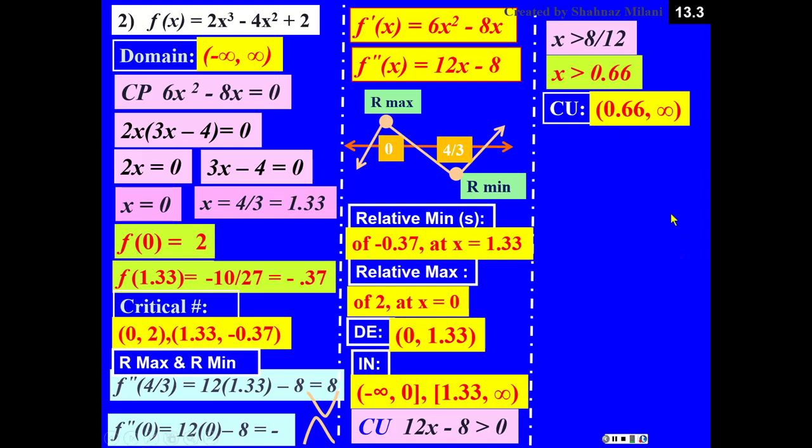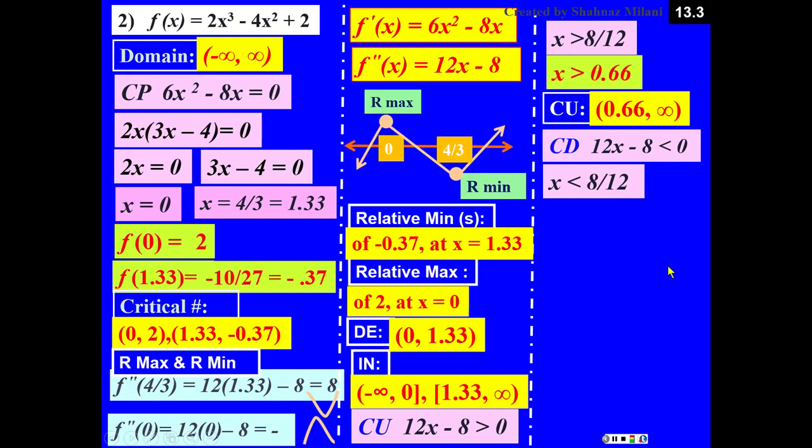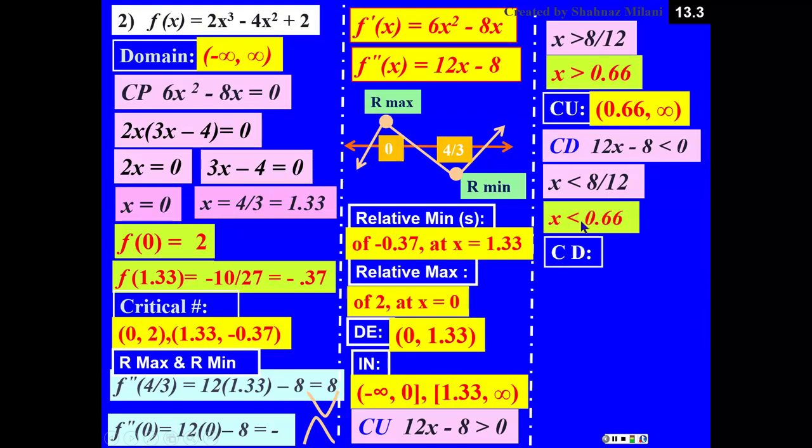Then, in order for us to find the concave down, the second derivative, you set it less than 0. Solve for x. Move the minus 8 to the other side. You are trying to solve for x. Get rid of this 12. Divide both sides by 12. Then, again reduce. X is going to be less than 0.66. Then, on the left side, that means my concave down is going to be from minus infinity to 0.66.